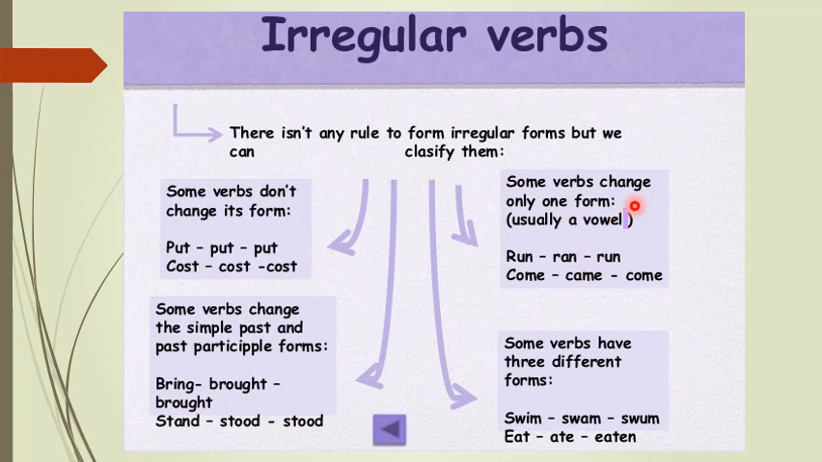Some verbs change only one form, usually a vowel. For example, run, ran, run; come, came, come. Some verbs have three different forms. For example, swim, swam, swum; eat, ate, eaten. These are the examples of irregular verbs.